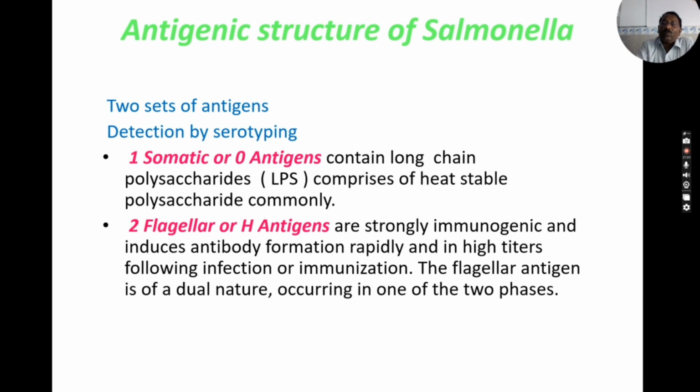So Salmonella O may be 1 in 60 or 1 in 80 or 1 in 120 or 1 in 160, but H may be 1 in 320. So very high titers will be seen with the flagellar antigens following an infection or immunization. The flagellar antigen is of dual nature, occurring in one of two phases.